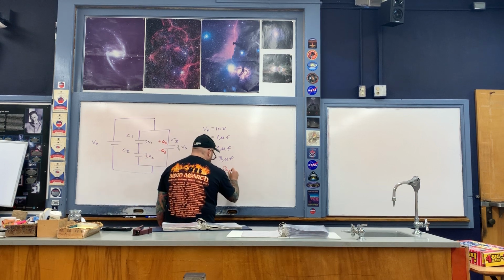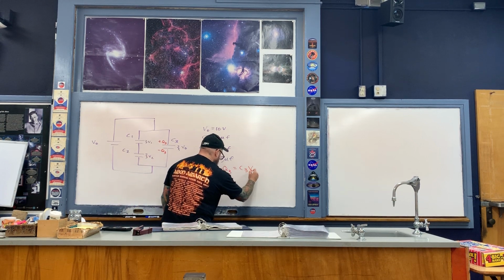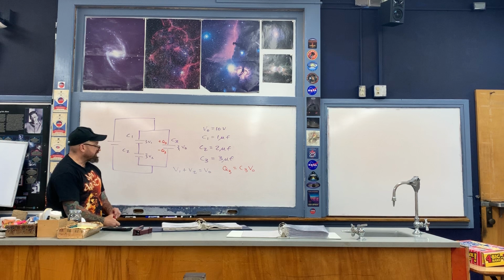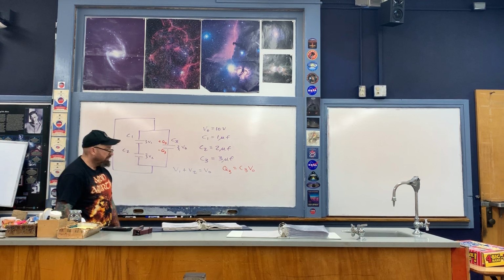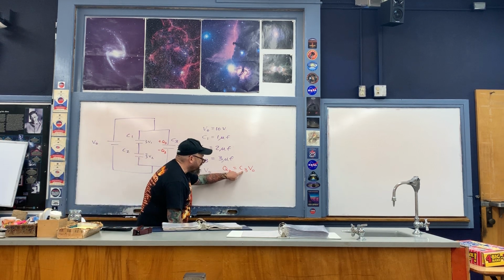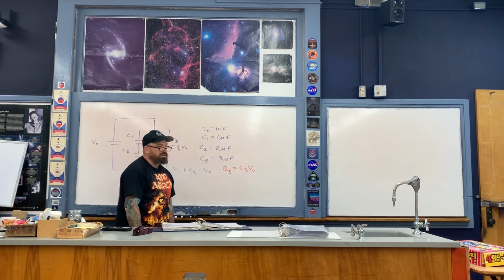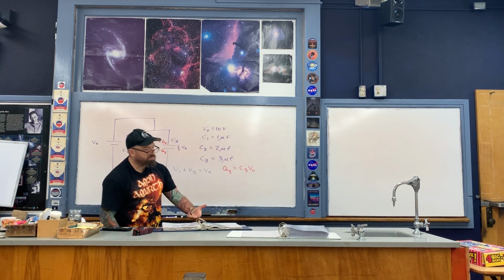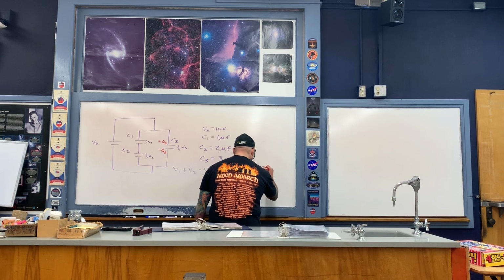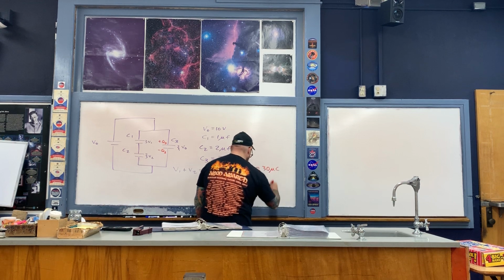And now that Q3 is equal to capacitance number 3 multiplied by the potential difference across that capacitor, which is V0. So this is 3 microfarads multiplied by 10 volts. This is then therefore 30 microcoulombs. Like so.